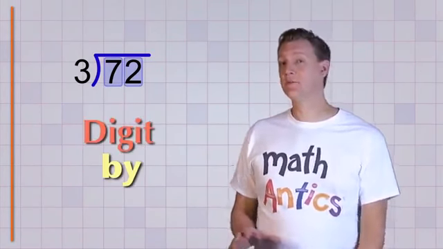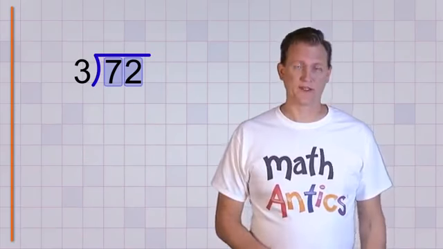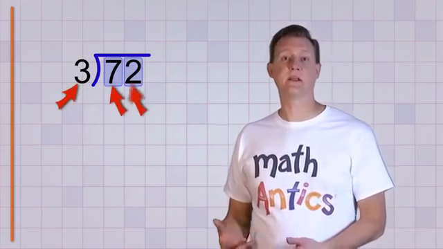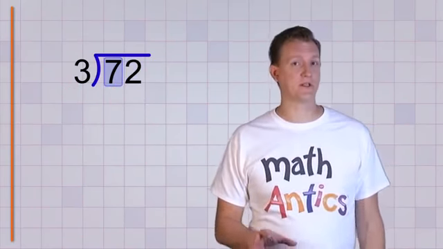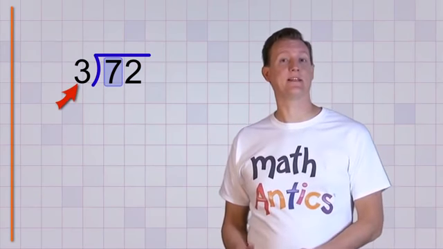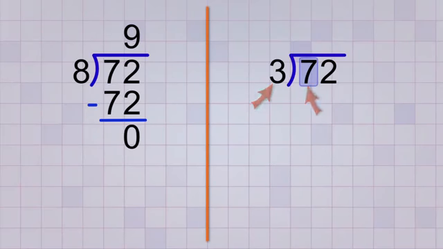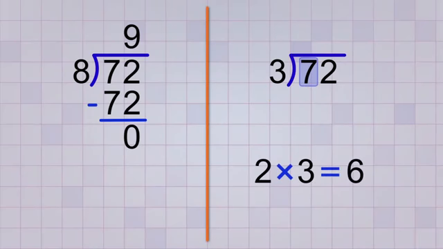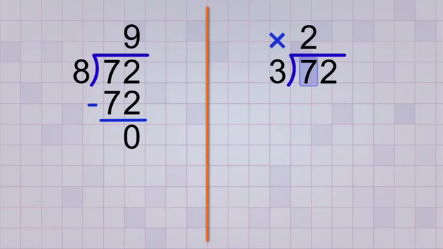Let's try using the new digit by digit method we just learned. Instead of asking how many 3s make 72, let's just focus on the first digit and ask how many 3s does it take to make 7. That's easy. 2 3s would give us 6, which is very close, so let's put a 2 in the answer line right above the 7. Then we multiply 2 times 3, and that makes 6, and we subtract 6 from 7 to get a remainder of 1.